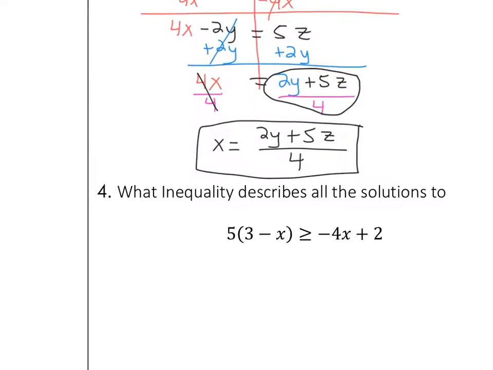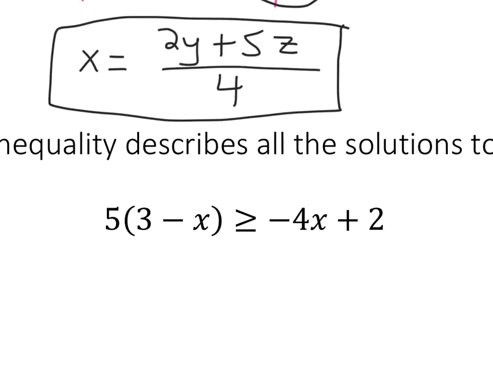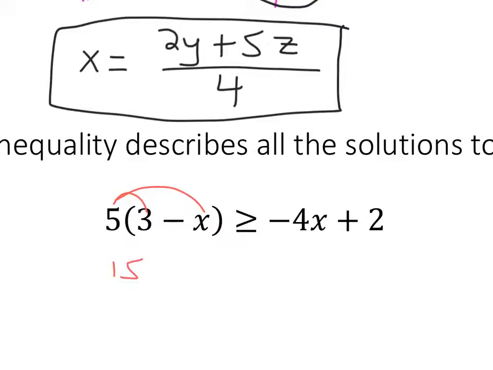Moving on. 2 more problems on this page. We got what inequality describes all the solutions? When you get a question like this, what you want to do is just solve for the x. Okay, so solve for the x term. The first thing you need to do is get rid of the parentheses by using the distributive property and multiply 5 to everything inside the parentheses. So we got a 5 times 3, that's going to give you 15. And then 5 times negative x will give you a minus 5x is greater than or equal to negative 4x plus 2.